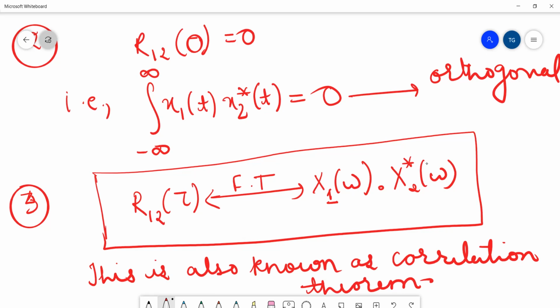And in my next video, we will see the cross correlation of power signals and the properties of the cross correlation function for power signals.